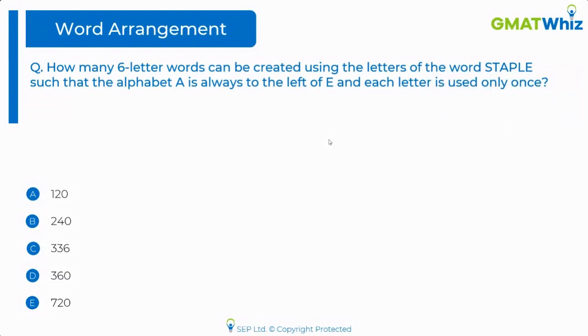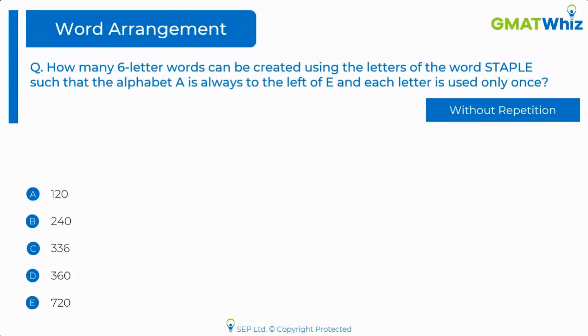How many 6-letter words can be created using the letters of the word staple? Okay, so good. We have the 6 letters, the 6-letter word staple. We can use these letters such that alphabet A is always to the left of E and each letter is used only once. So from this we can definitely infer that there is no repetition allowed because we can only use each letter once.